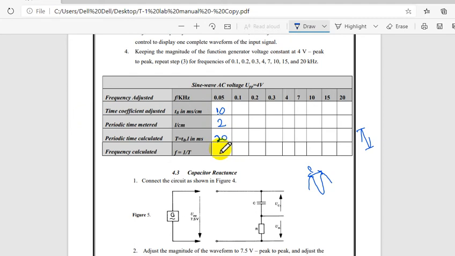So F is equal to 1 by T. 1 by T is 1 by 20, becomes how much? It is 0.05. These two values will be the same, because this is the frequency that we are applying. This is the frequency that we are seeing in the CRO when we convert from time period to frequency.